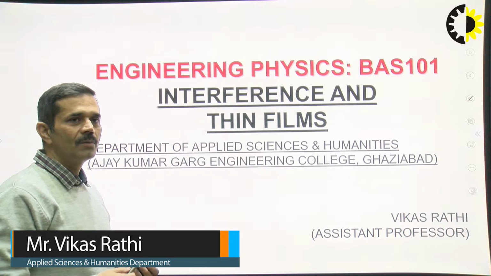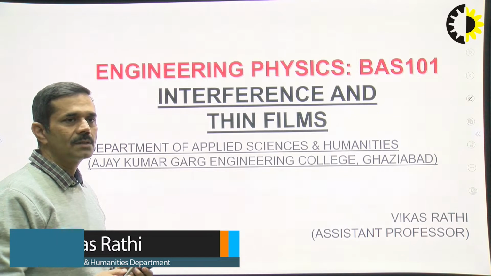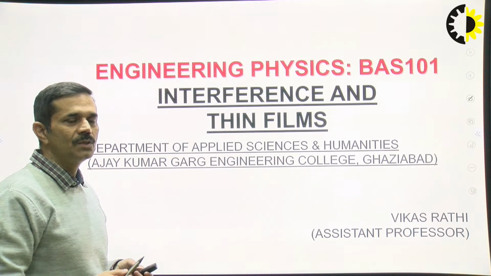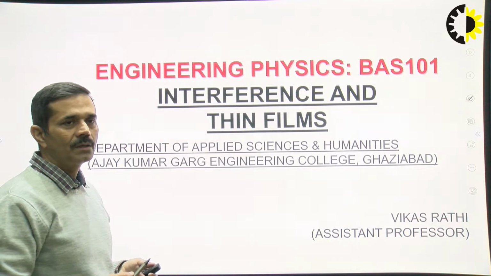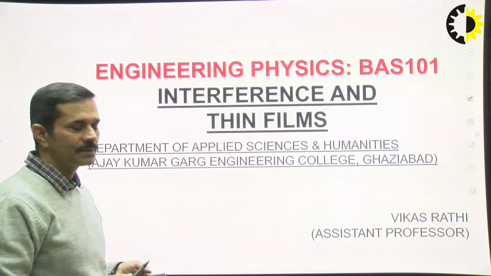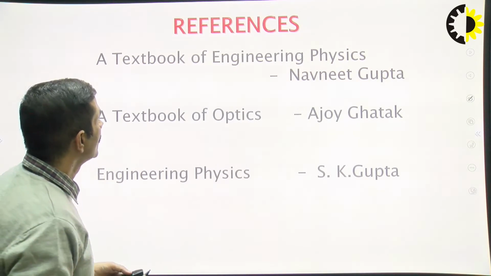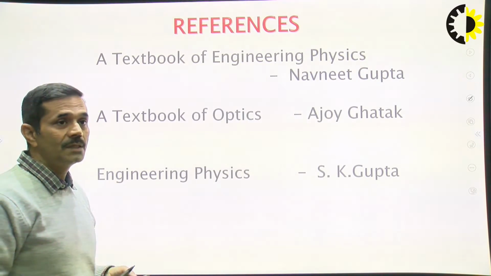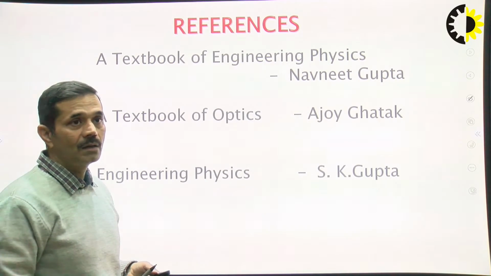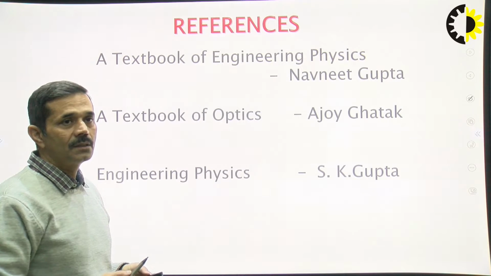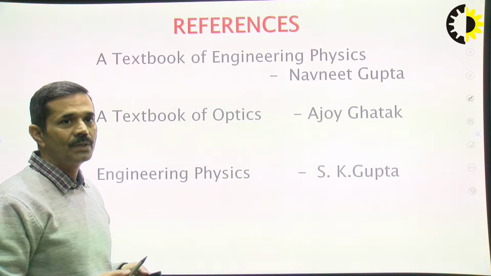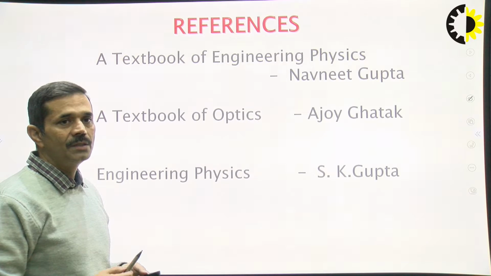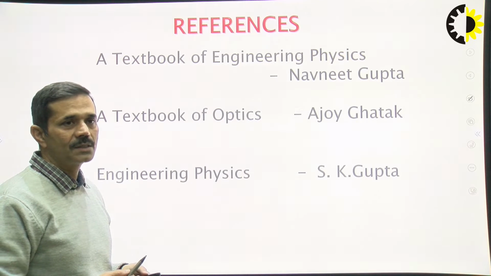The subject which I am going to discuss is engineering physics. The subject code is BAS 101. The topic which I will cover today is interference and thin films. References related to this topic are a textbook of engineering physics by Navneet Gupta, a textbook of optics by Ajay Ghatak, engineering physics by SK Gupta, etc.